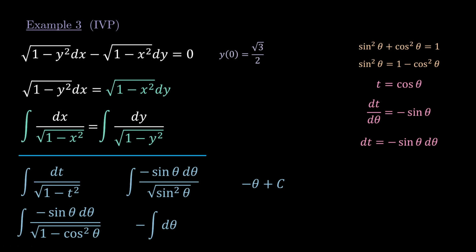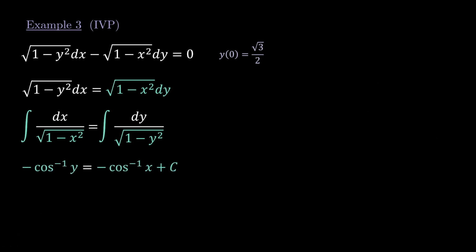And now what we can do is substitute back in for theta. If t equals cosine theta, then theta must be the inverse of that. So theta equals cosine inverse of t, and that is what we get by plugging in for theta. Now that we solved the integral for both sides, we can plug in negative cosine inverse of t plus c for both sides, just replacing t with x and y respectively. And we're going to go ahead and clean this up so we can do some more work.